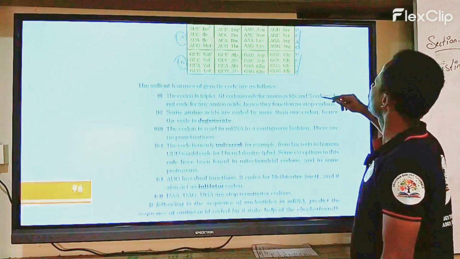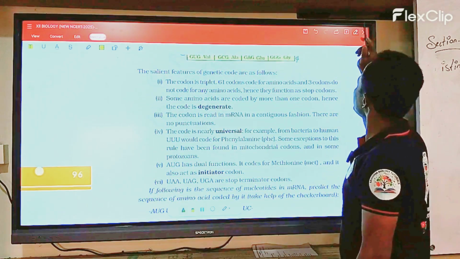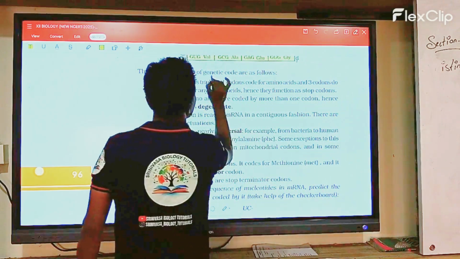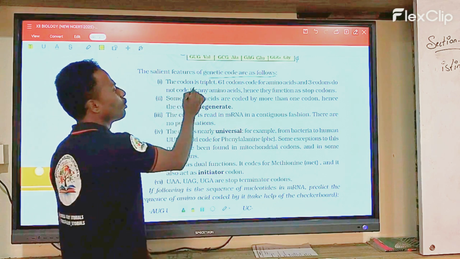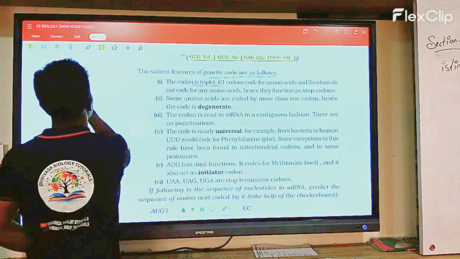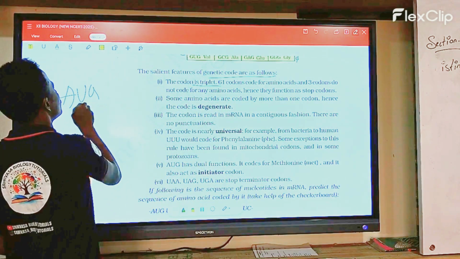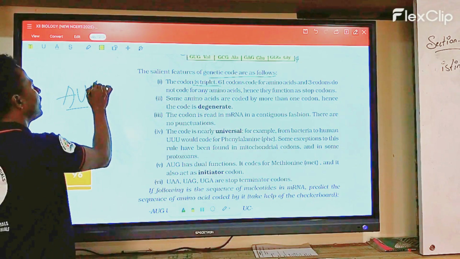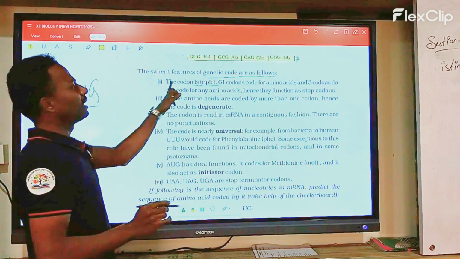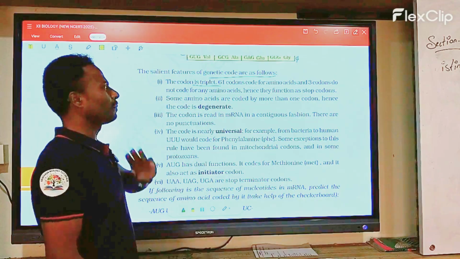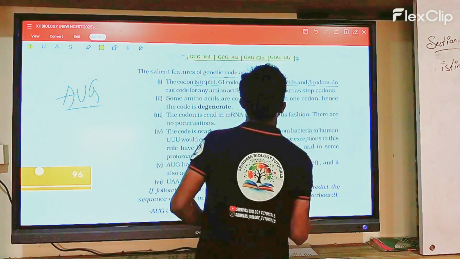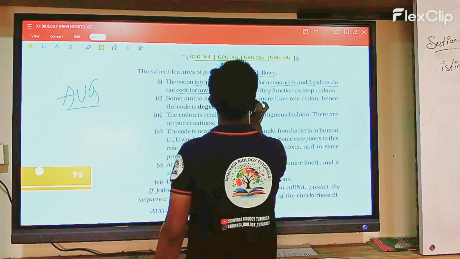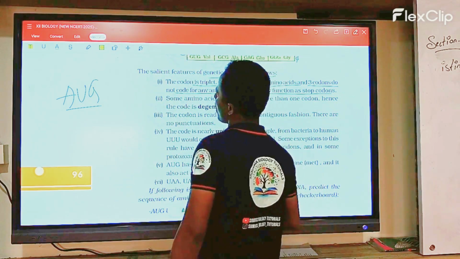So they have given some features here. Let's see them one by one. The salient features of the genetic code are as follows. The first one: the codon is a triplet. I already said that. What is that? The AUG. Here the AUG is a triplet. How many are there? 1, 2, 3. 61 codons code for amino acids, and 3 codons do not code for any amino acid; we call those stop codons.